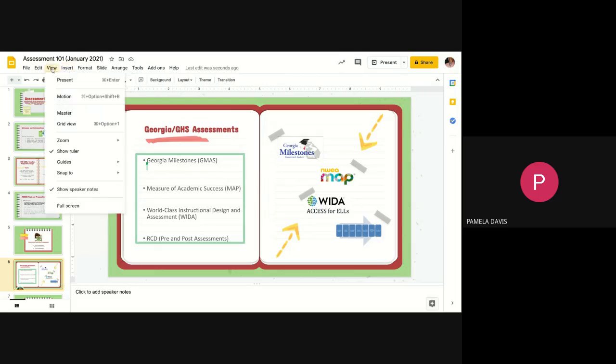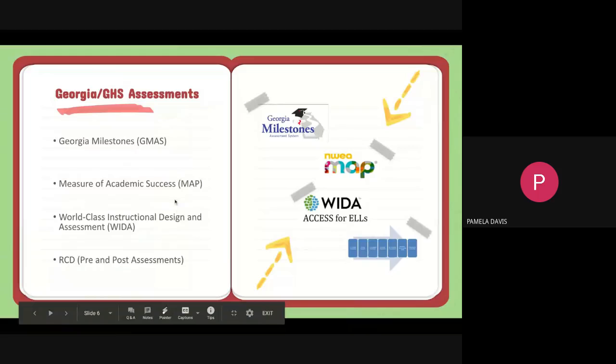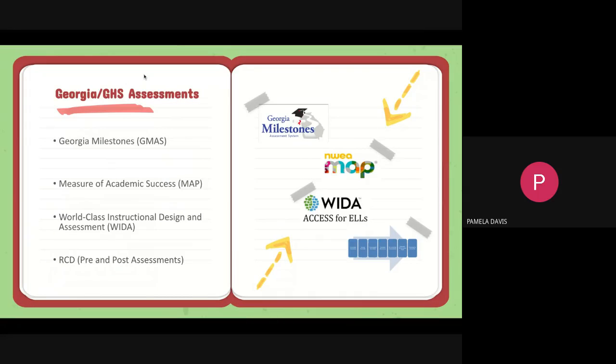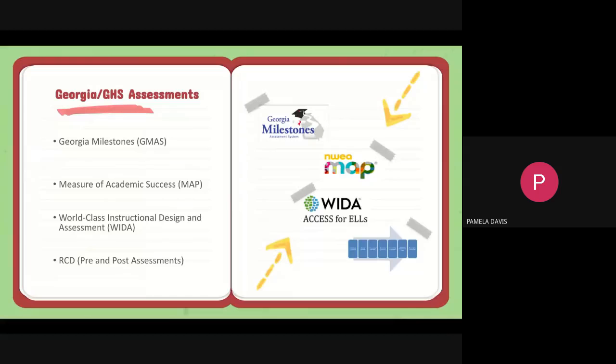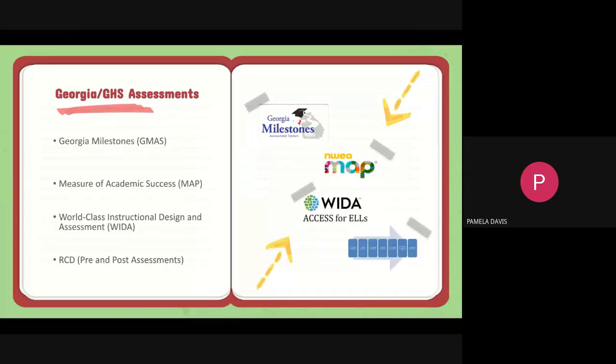One of the assessments that I missed, and I see that she has MAP. MAP is a local assessment, and it is used as our universal screener for the district. In the Griffin-Spalding district, we use MAP as a universal screener, and we assess students in mathematics as well as reading to identify students who may have deficits. And the data is used to identify where we should place students if they may need more support.